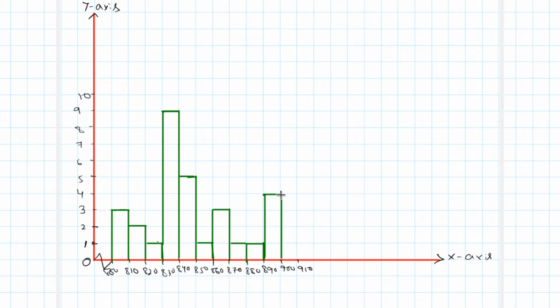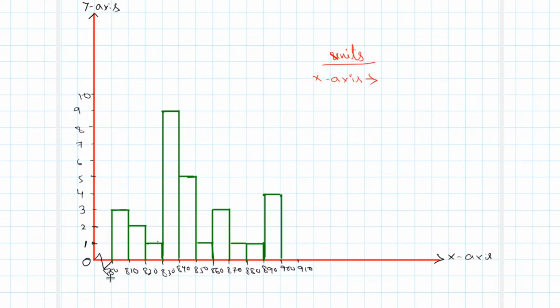Okay, so we have completed our histogram. See, all the bars are like this and there is no gap between the bars. This is the specialty of a histogram. Now we are left with the units. So here we have to write the units along the x-axis.